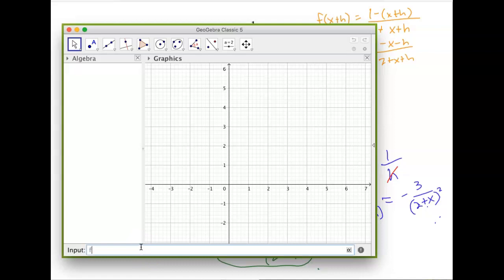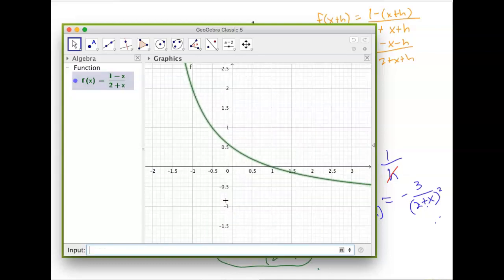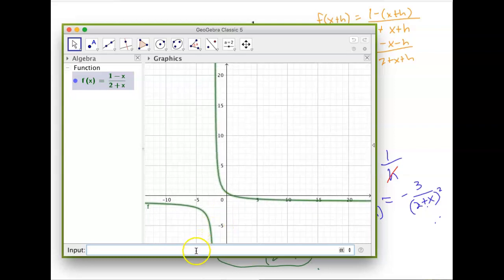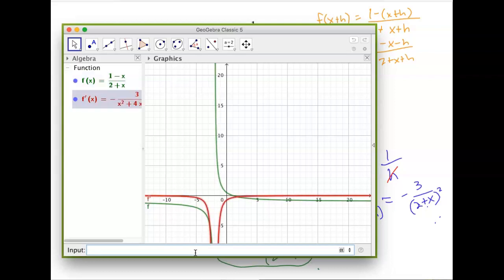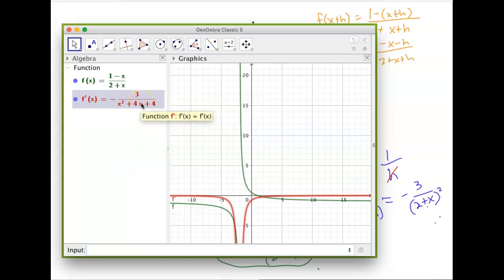All right, so our original function was just 1 minus x over 2 plus x. And f prime, great, and it'll give you the algebraic version, which is exactly what we have. They just multiplied out the 2 plus x quantity squared, right? So that kind of helps us verify our solution.